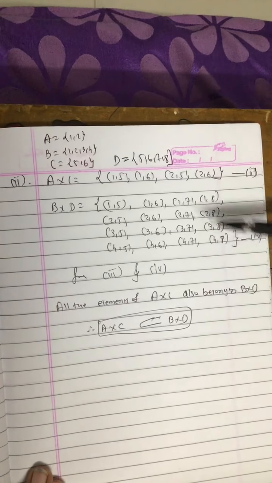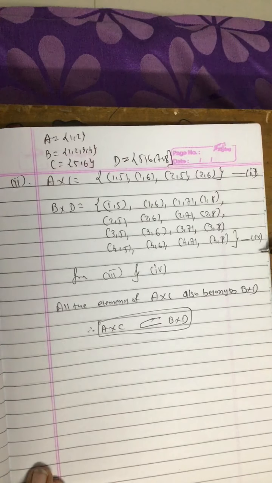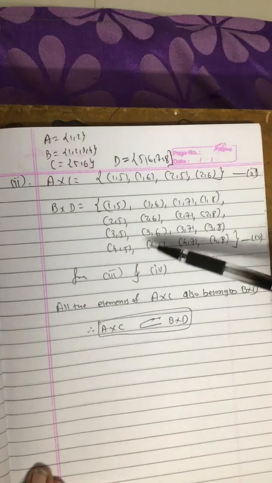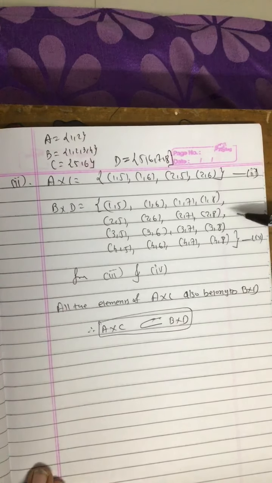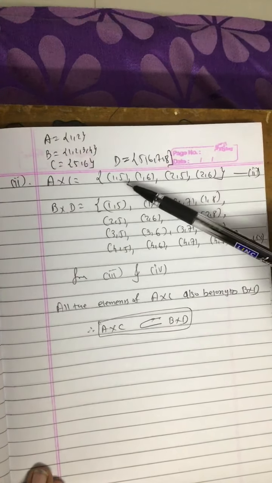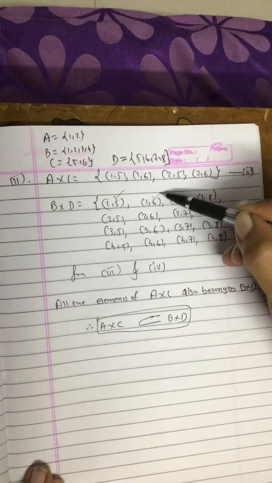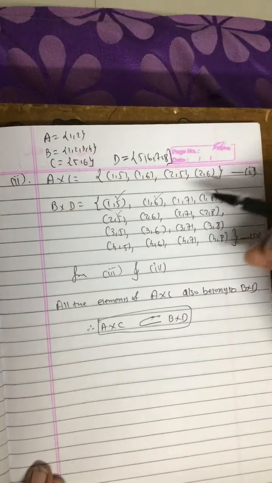This beginning curly bracket and end curly bracket close the set. We call it result 2. Now A cross C has 4 ordered pairs, B cross D has 16 ordered pairs. Now you check whether (1,5) is here or not. So you can see that (1,5) is here, (1,6) is there, (2,5) and (2,6).